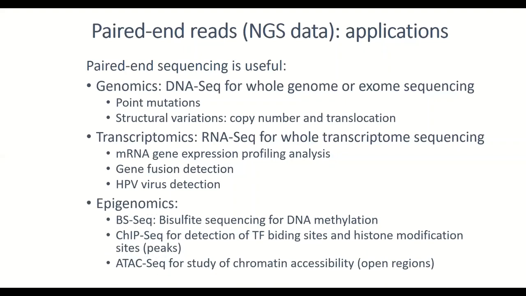And again, epigenomics. If we want to study DNA methylation, we can use the so-called bisulfite sequencing to study DNA methylation. For histone modification, we can generate ChIP-seq. And if we are interested in chromatin accessibility, we can generate ATAC-seq. So for all the different types of omics study, the platform actually is a sequencing platform.